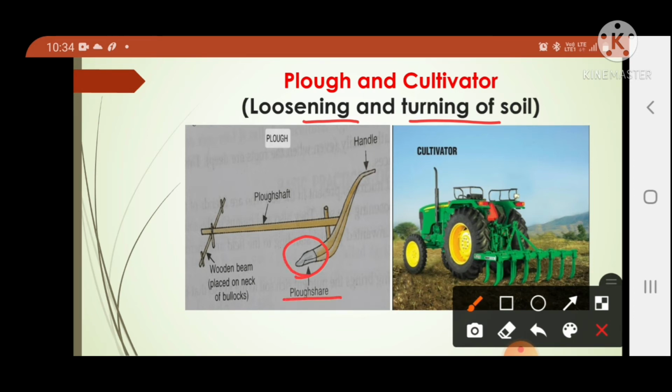The main part of plow is a long log of wood which is called plow shaft. There is a handle at one end of the shaft. The other end is attached to a beam which is placed on the bull's neck. Nowadays, plowing is done with tractor-driven cultivators, which saves time and labor.